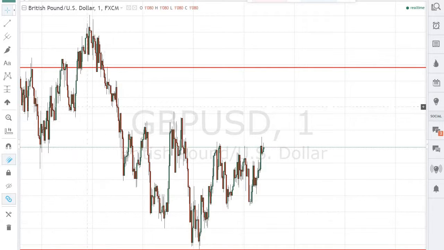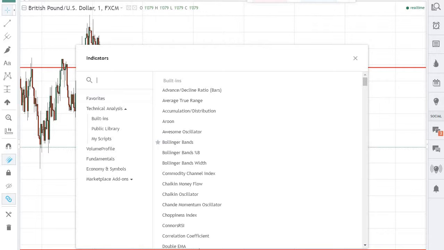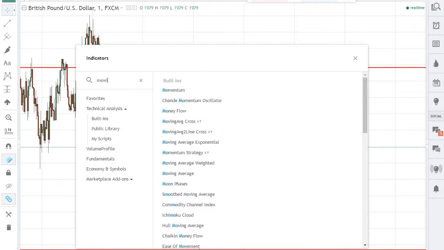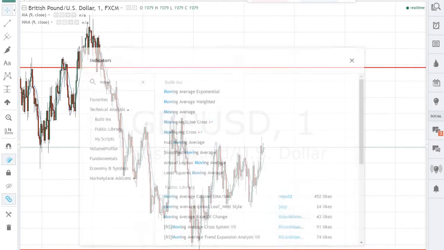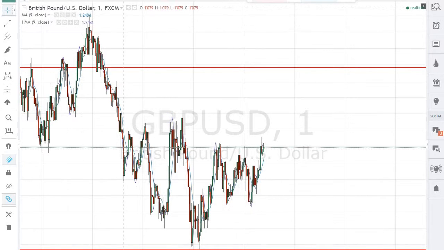So let's just put a few indicators on. We're just going to do a moving average to start with. Let's just put a basic moving average on, a hull moving average. I just want to show you. Remember, we've got the support lines we've already put on. Okay, so I've already done these.